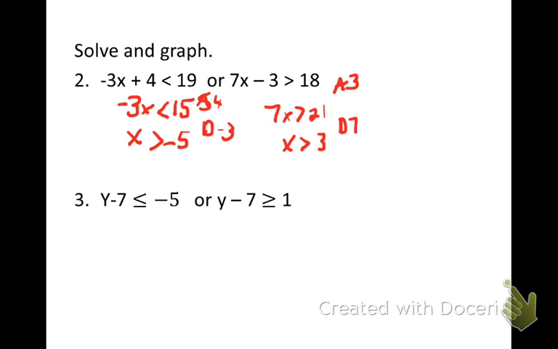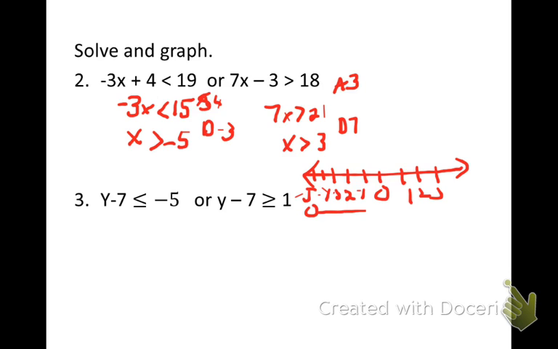So these are the two that I want to graph. I guess we'll do it here. Need to go from negative 5 to 3. So greater than negative 5 does not include negative 5, it goes that way. Greater than 3 looks like that.